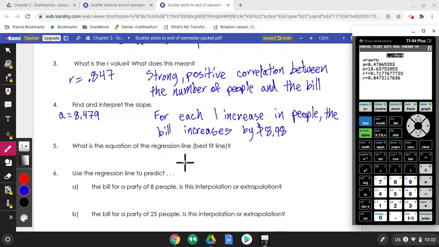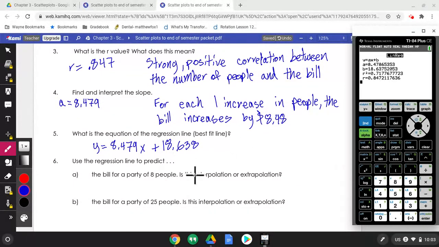Okay, so we're almost done with this problem now. Question 5, what is the equation of the regression line or the best fit line? So if we look here, y equals, it's just going to be that 8.479x, okay, plus, then don't forget the 18.638. I got that from over here for B, or our y-intercept. Okay, so this right here is our best fit line or our regression line as calculated by the calculator.